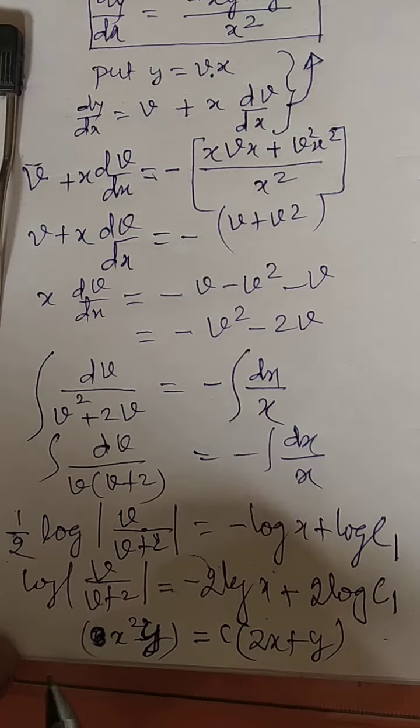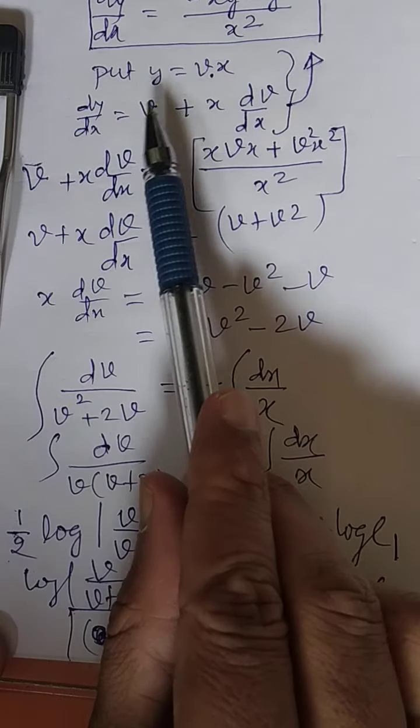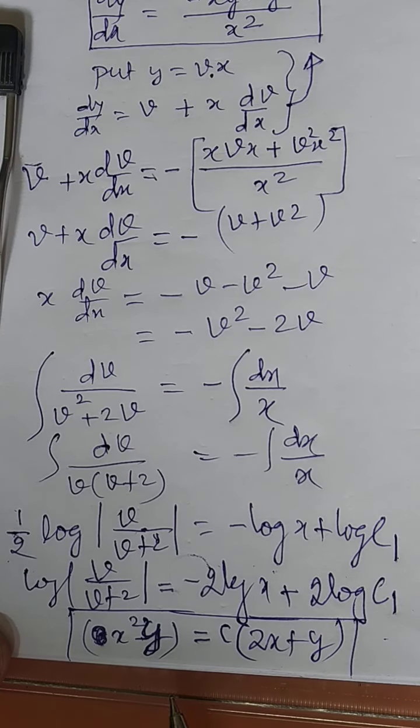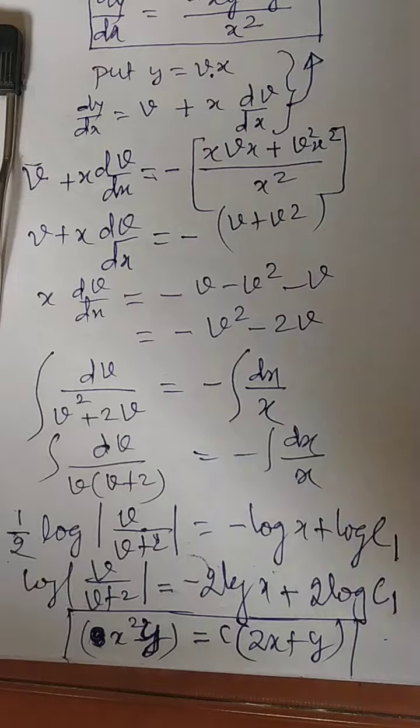And finally replace in that value of y also. What is to be replaced for y? y to be replaced as vx. So if you simplify that, with v replaced as y by x, you will get the final answer. Just confirm at your end that you are getting the same thing.